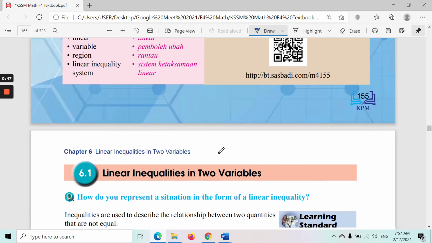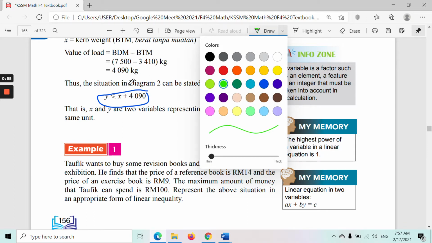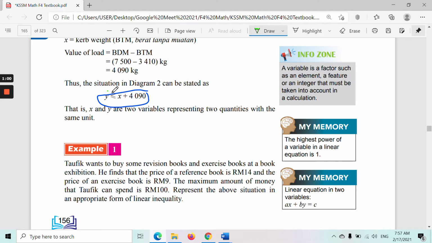So an example of linear inequality is this one. How do we know this one is linear inequality? Number one, y is power 1, x is power 1. All the unknowns have power 1, so that one is linear. And then you have this symbol, so this one is linear inequality. And then two variables, you have x and y, two alphabets only. So this one we call linear inequality.